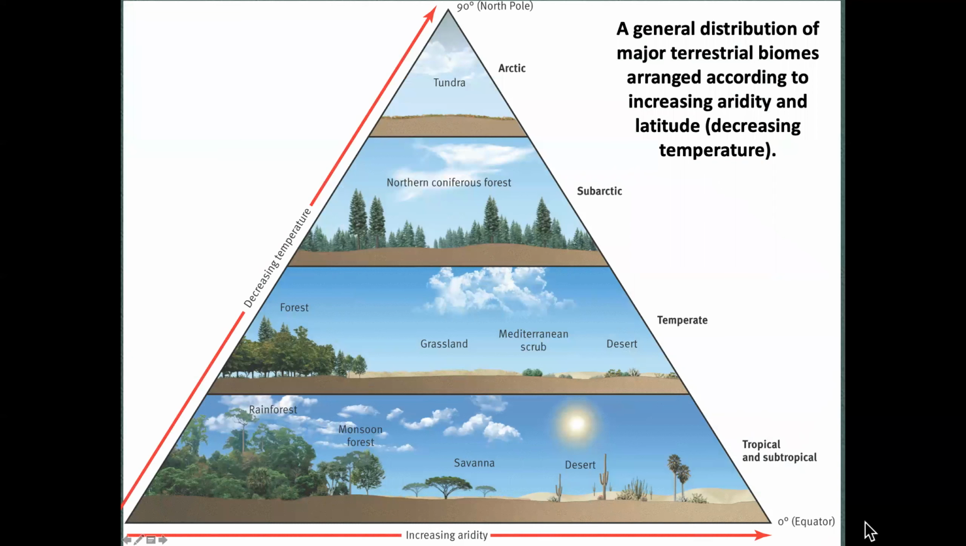And as you go near the equator, as you head in this direction, it gets progressively drier. As you go in this direction, it gets progressively colder. So in New York, we are roughly right about here. We're colder than tropical regions. We are warmer than northern coniferous regions. We're not as dry as a grassland. We're not a desert. So we fall somewhere in this area right here. Not too dry, not too cold.